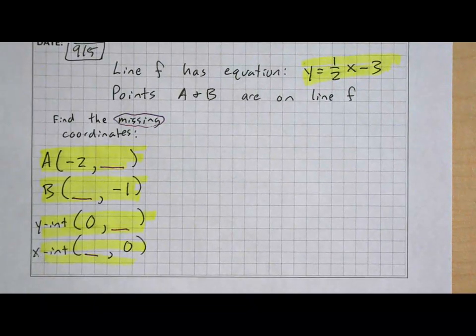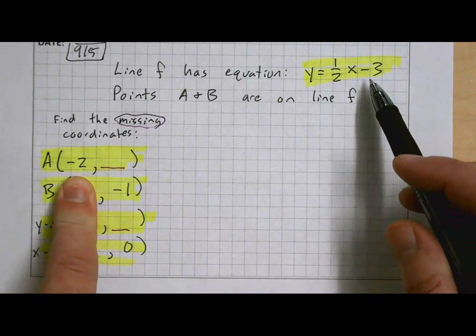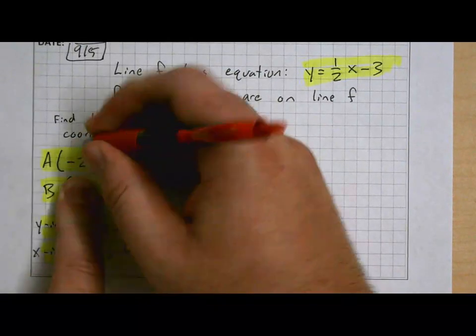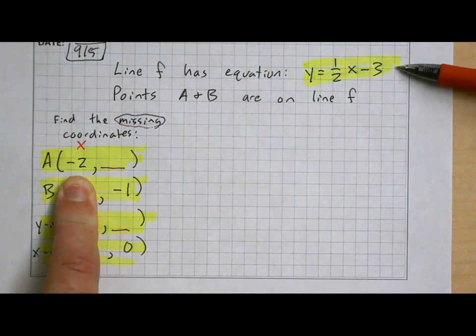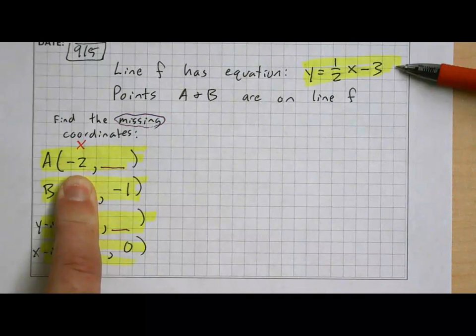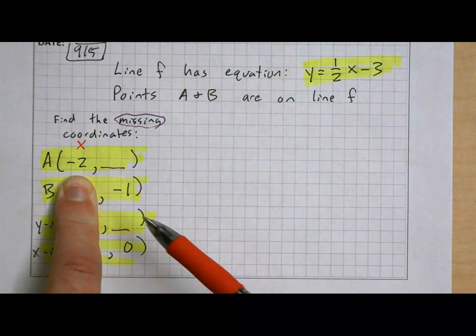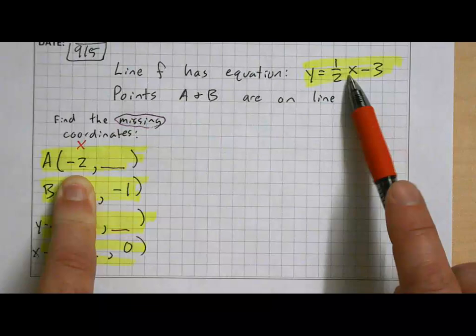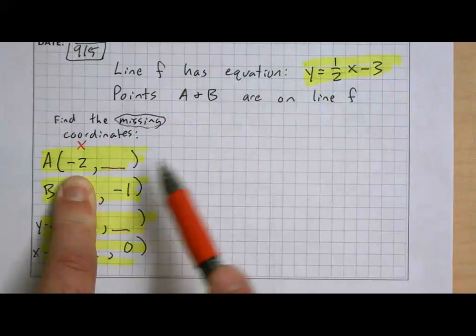Okay, so I've got my equation, and I've got a point that's on the graph of that equation, but I've only got half of the point. All they gave me was the x value for this point. Does anybody know how I could use the equation to figure out the y value for that point? How could we do that? How did you do it? Yeah, so you could take this x value, this -2, you could put it into this equation, and then you could solve the equation for y. And that would tell you the y value that goes here.